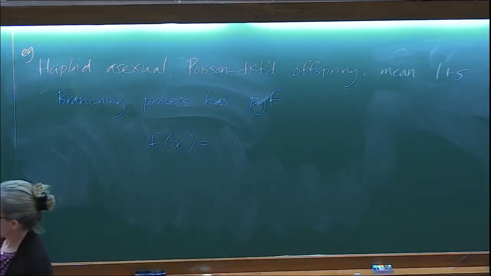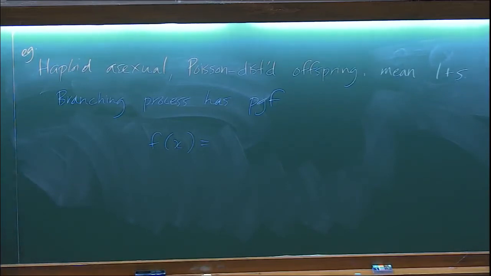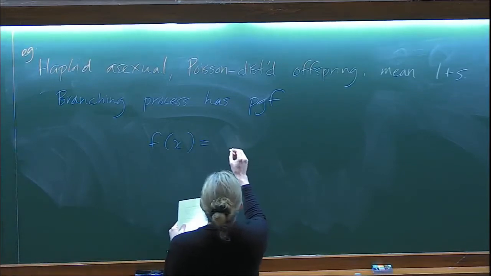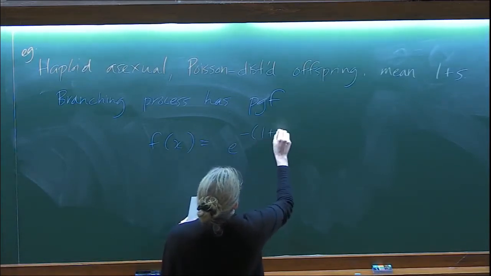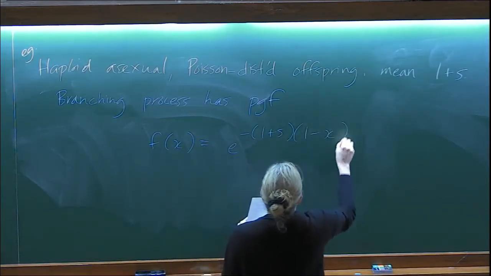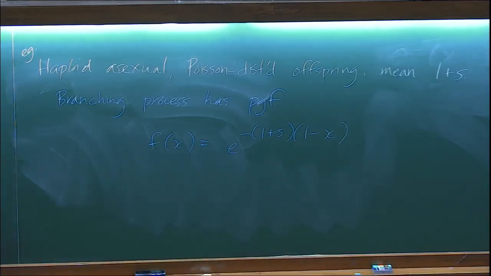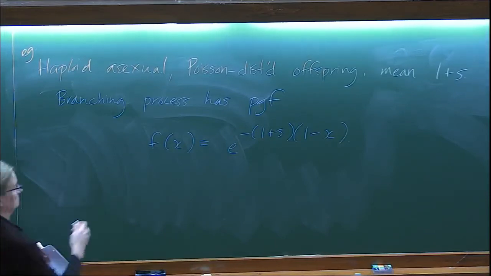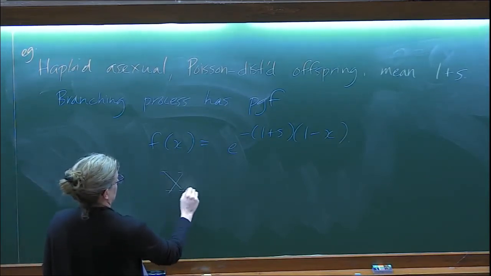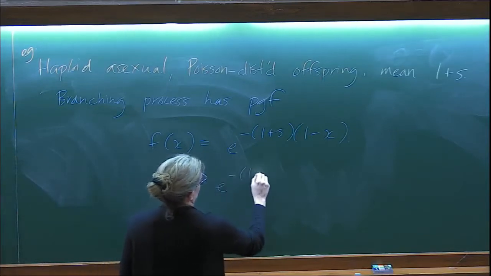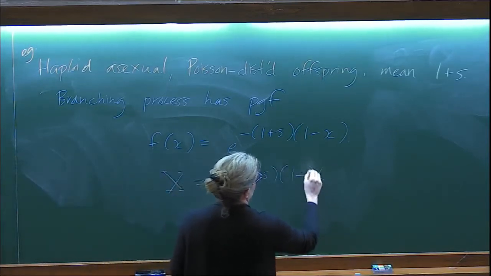I mean, it's basically this, right? We're going to put in the new lambda. So e to the negative 1 plus s. Okay, and then Haldane wanted to find the extinction probability. E to the negative 1 plus s, 1 minus x.